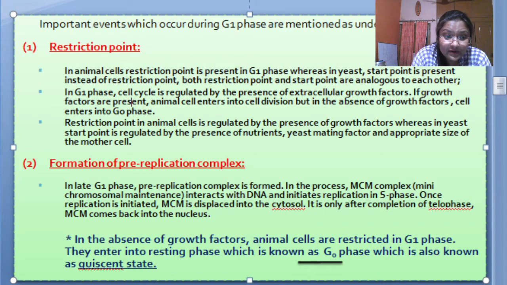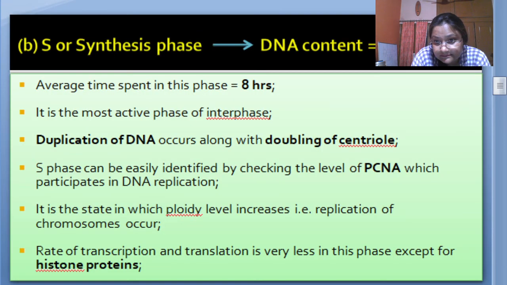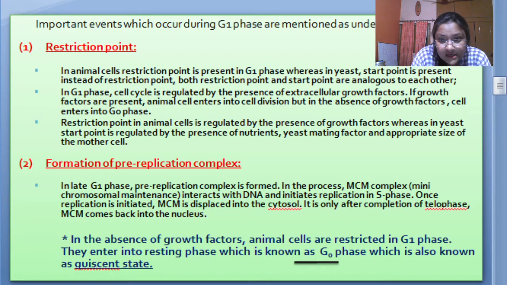This point I have already explained. When growth factors are not there, then animal cells are restricted in G1 phase, and they enter into a resting phase, which is known as G0 phase. They do not divide any further. This is the G0 phase I have shown over here. The cell will not proceed to S phase now. It will remain in the G0 phase. So the G0 phase is also known as quiescent stage.